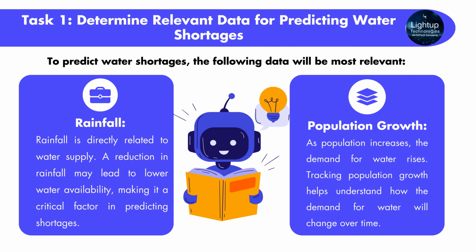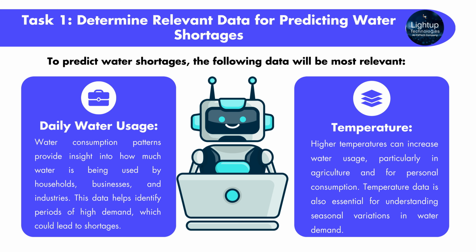Task 1. Determine relevant data for predicting water shortages. To predict water shortages, the following data will be most relevant. Rainfall. Rainfall is directly related to water supply. A reduction in rainfall may lead to lower water availability, making it a critical factor in predicting shortages. Population growth. As population increases, the demand for water rises. Tracking population growth helps understand how the demand for water will change over time.